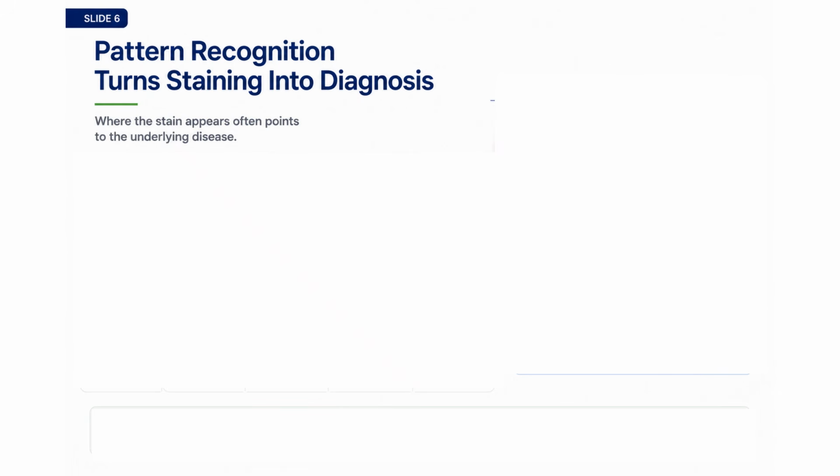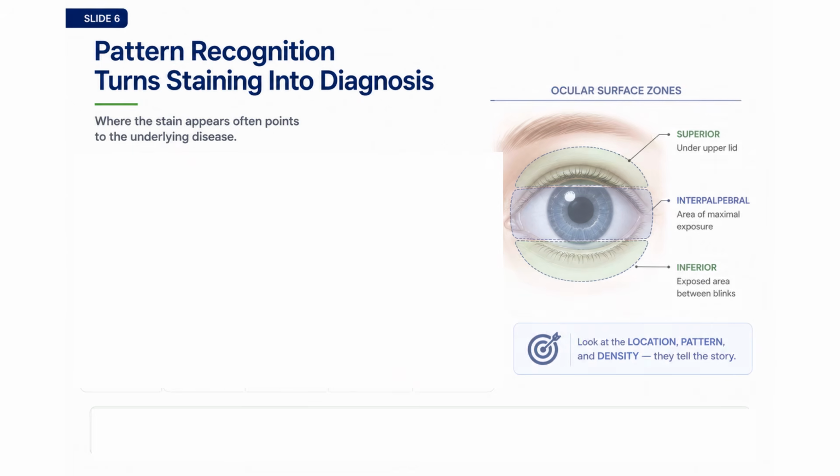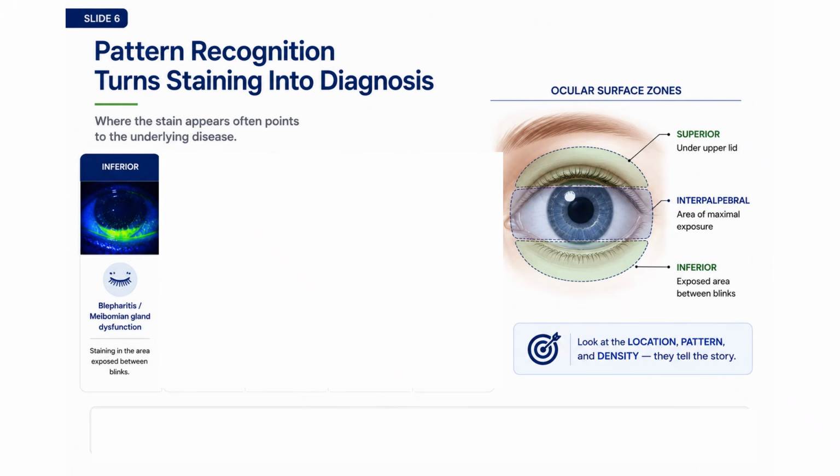Pattern recognition turns staining into diagnosis. Where the stain appears first often points to the underlying disease. Always look at whether it is in the superior, interpalpebral or inferior area. Look at the location, pattern and density, and they all tell you a story.